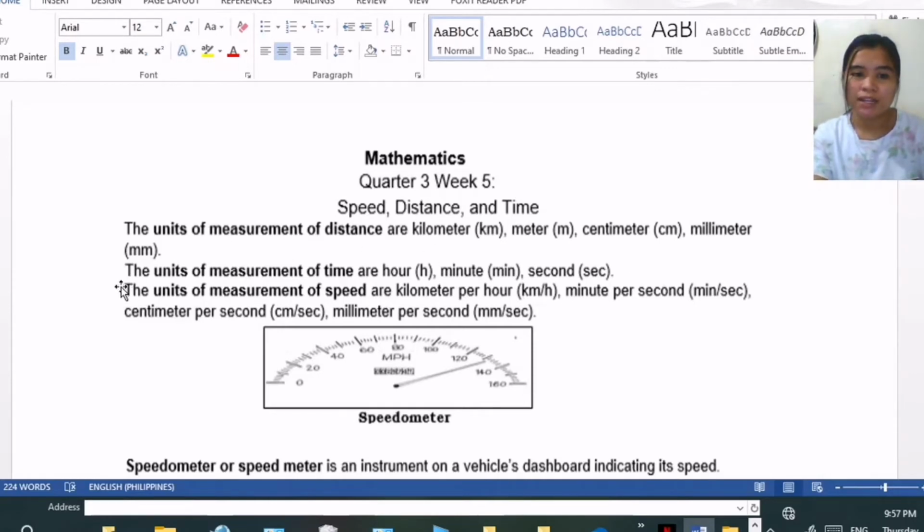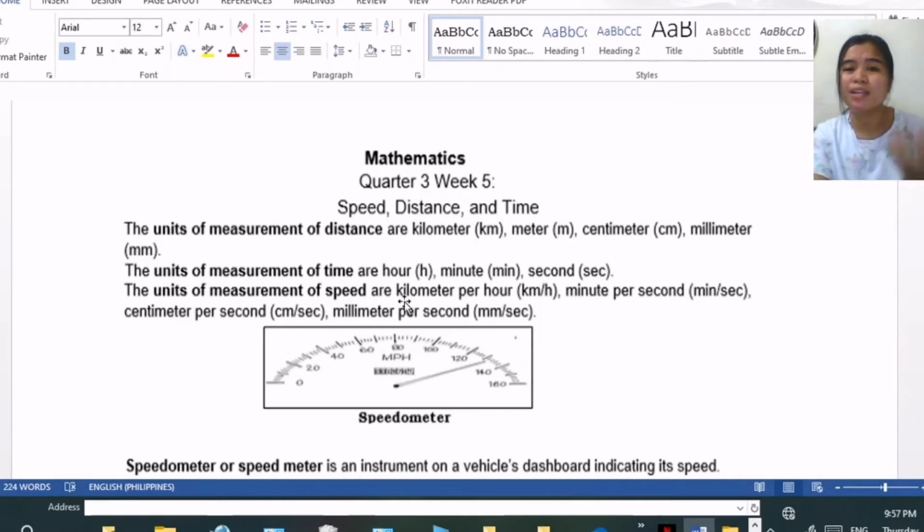Ayan. So next is the units of measurement of time. Kapag time naman ang pinag-uusapan, kailangan nandyan ang hour, minute, and then second. And then kapag units of measurement of speed naman, yan ay mga kilometer per hour, meter per second.